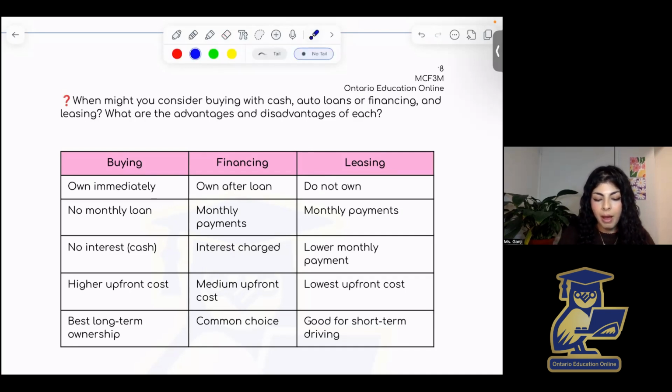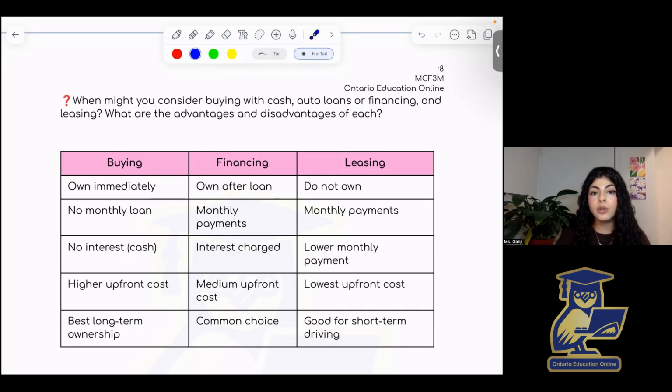But when you buy, of course, you are owning the car immediately. You don't have any monthly loans. There's no interest because you're paying cash. It is a higher upfront cost, but in terms of long-term ownership, it is the best option.